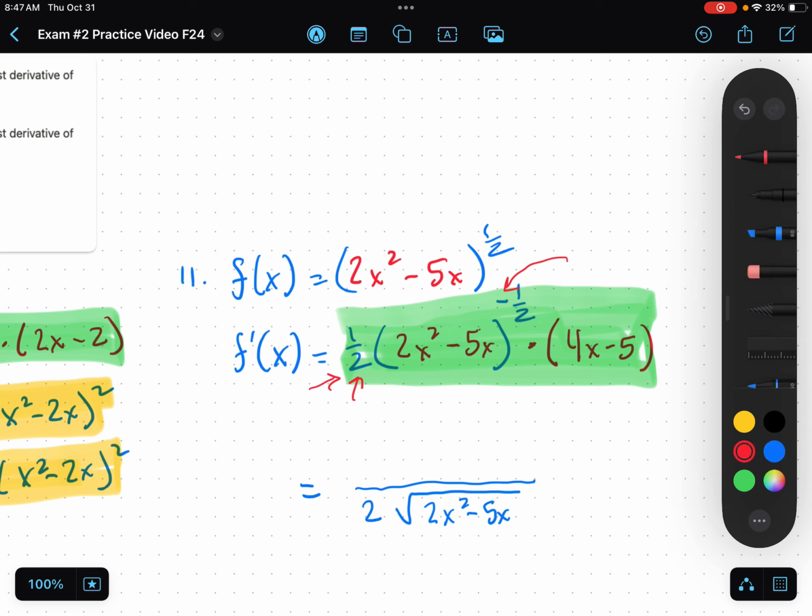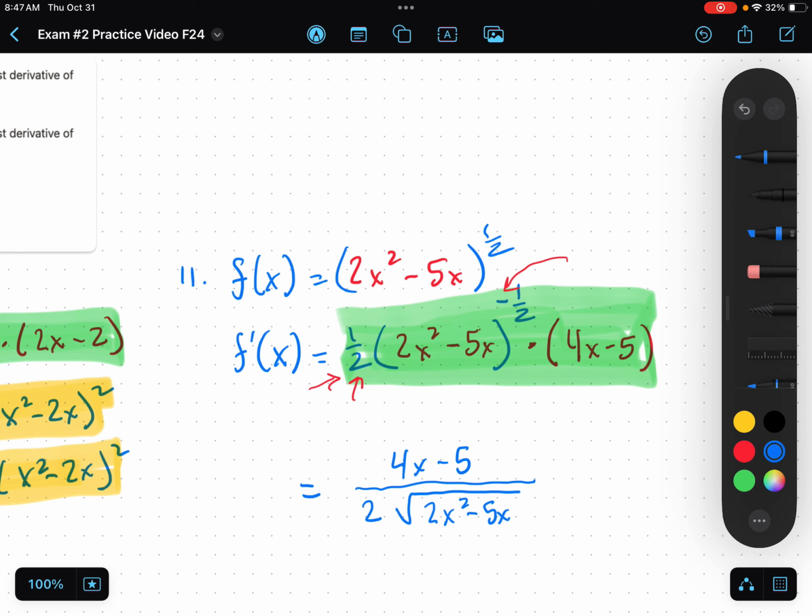And that's this whole piece here. This whole thing gets stuck down there in the denominator. I'm going to erase that arrow because I don't want to confuse the issue. What we haven't dealt with yet is the 4x minus 5. It's just 4x minus 5. It stays in the numerator.